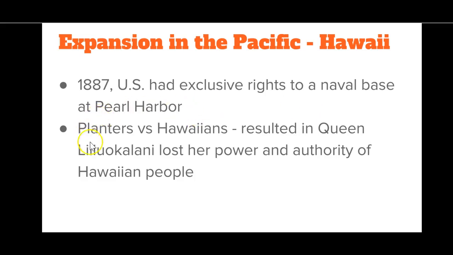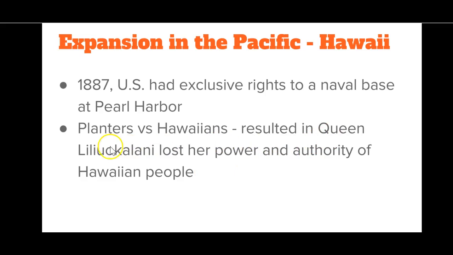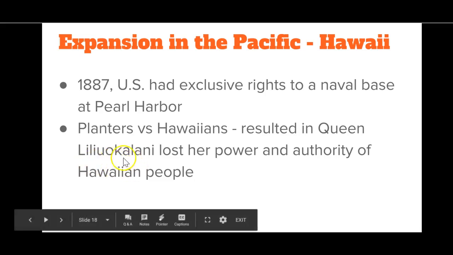Okay. There's a group of sugarcane planters that get into it with the Hawaiians. There's an uprising, really. And what happens between this really big fight between the planters and the Hawaiians is that the Queen of Hawaii loses her power and authority over the Hawaiian people. So I think her name is kind of fun to say, Queen Liliuokalani. Try to say it with me. Queen Liliuokalani. She is the last queen, the last royal to rule Hawaii. After that, it is Americans who rule.